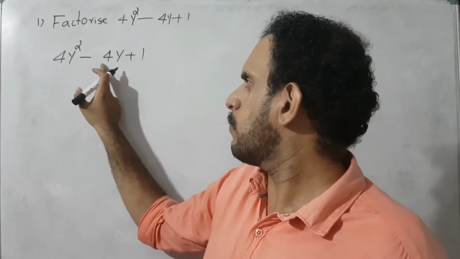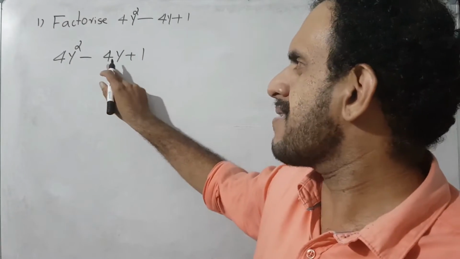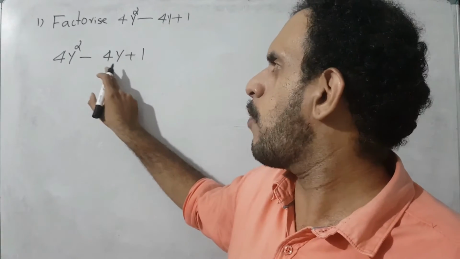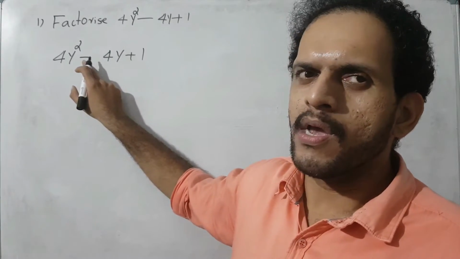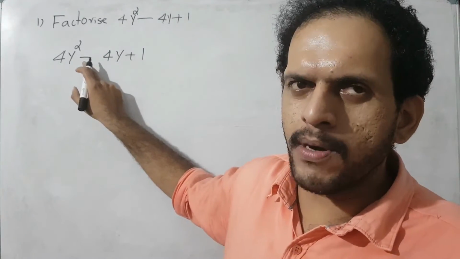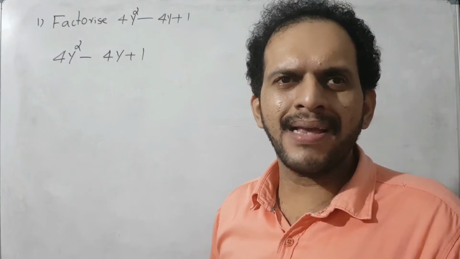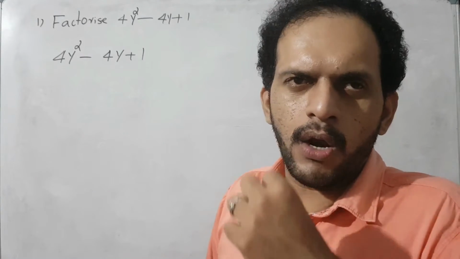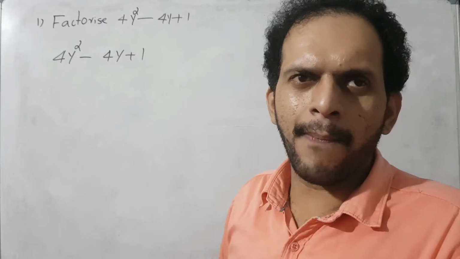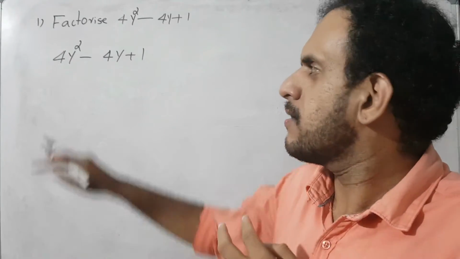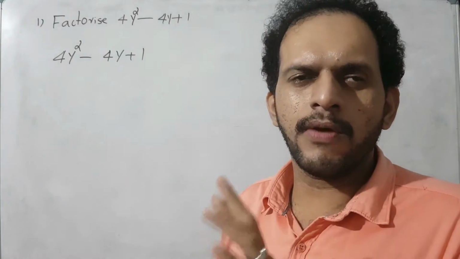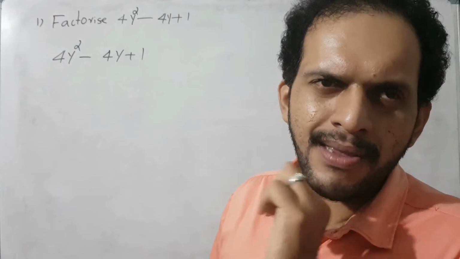And the middle term 4y. What is the sign of 4y? The sign of the 4y is negative. So here it is possible to apply the identity 2. That means this polynomial we convert in the form of the second identity.